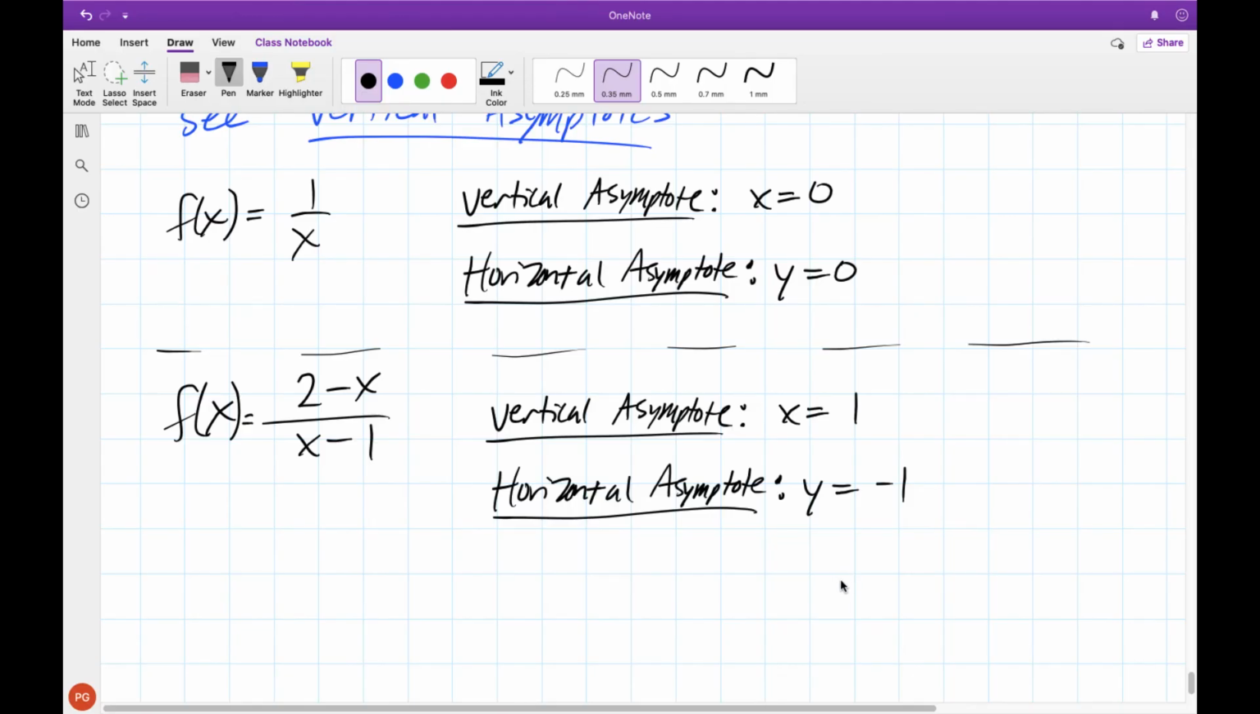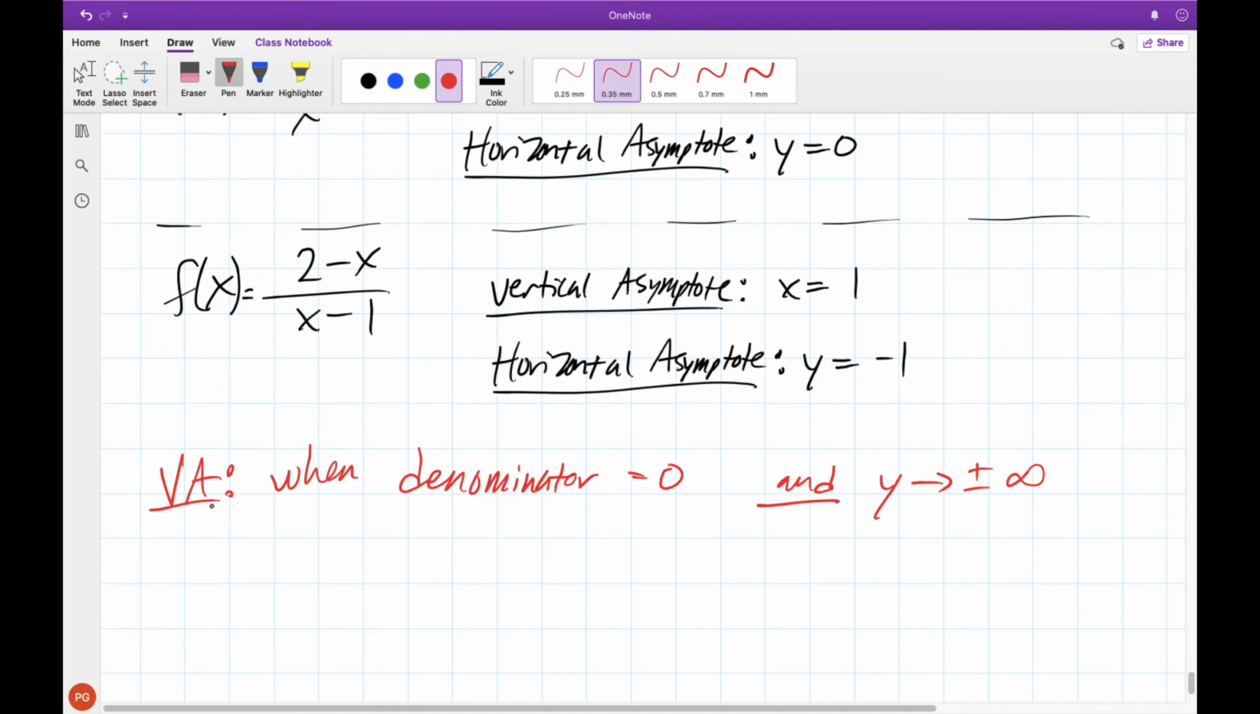Now you might be wondering, if I don't have Desmos, how am I supposed to find out where these asymptotes are? For our vertical asymptotes, we already figured this out. It's where our denominator is equal to 0, and it's where our y value for our graph is going to shoot up to positive or negative infinity. And the equation for our vertical asymptote is always x equals something.